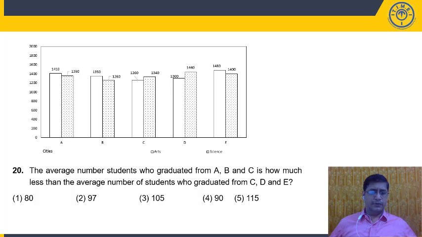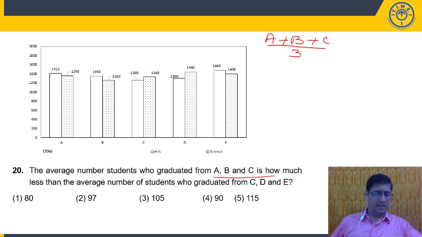The average number of students who graduated from A, B and C is how much less than the average number of students who graduated from C, D, E. So graduated from A, B, C. So what is the graduated from A, B, C? A, B, C graduated, average means by 3. What is the A value?